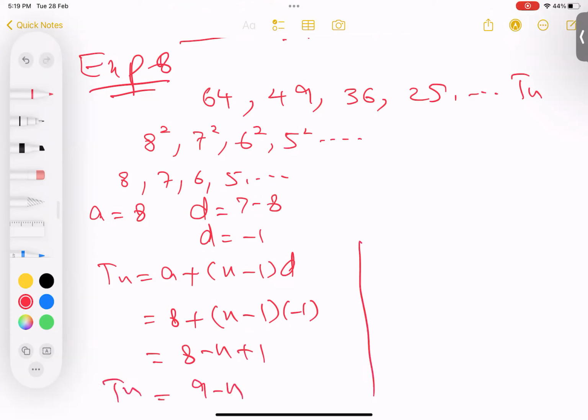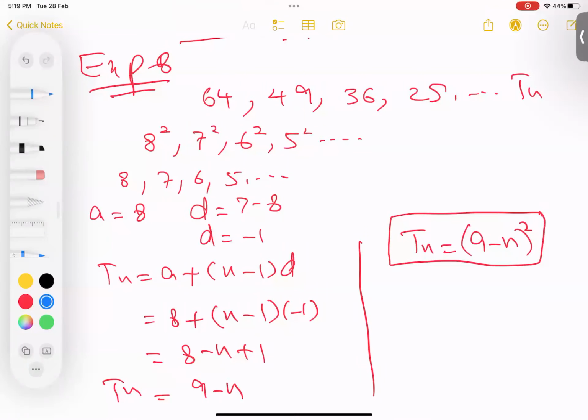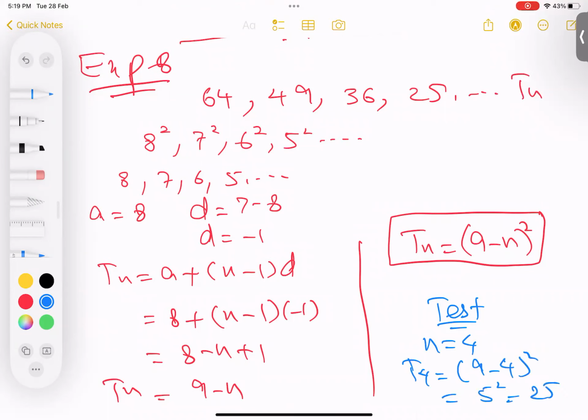And so first I removed the power 2's. Now bring power 2 back. So the answer finally is 9 minus n, to power 2. This is my final answer. If we want to do a small test to check whether it is correct or not, I want to check the fourth term. So plug in n equal to 4. So T4 here and 9 minus 4 here. And 9 minus 4 is 5. 5 to power 2 is 25. Alhamdulillah, it matches.